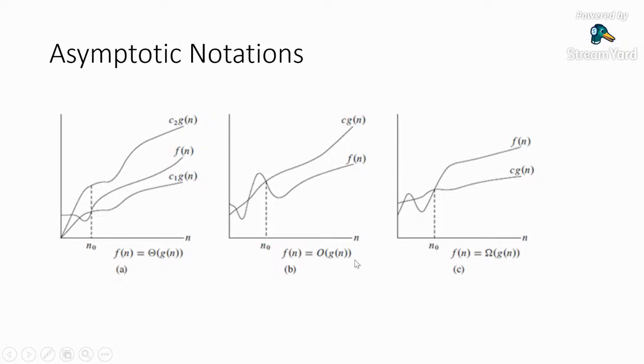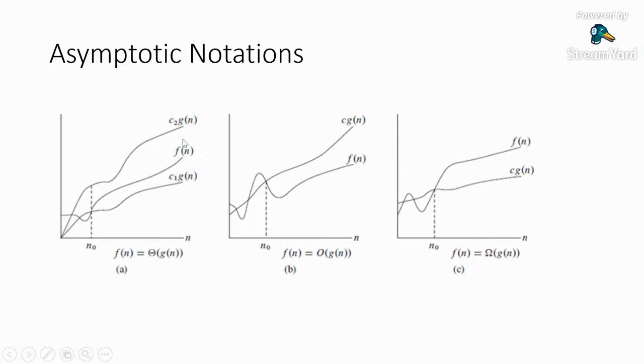f of n is order of g of n. Here we can see that c times g of n is always greater as compared to f of n. So basically it is used for providing the upper bound. Then the second is f of n is omega of g of n. Here we can notice that c times g of n is smaller as compared to f of n after some predefined value of n0. And this omega notation is used for providing the lower bound, and this is the theta notation.